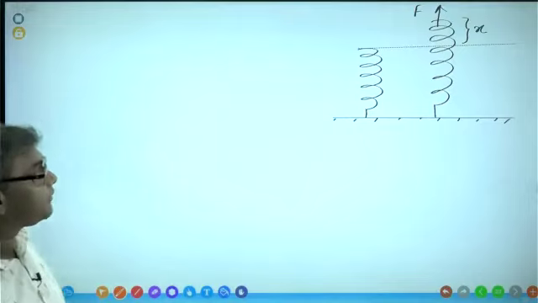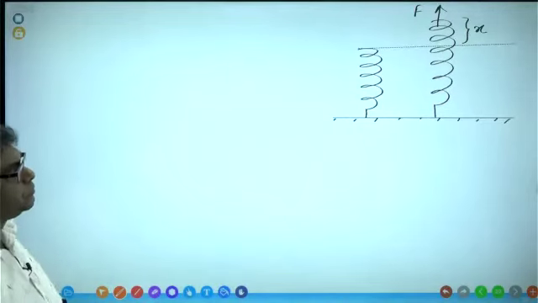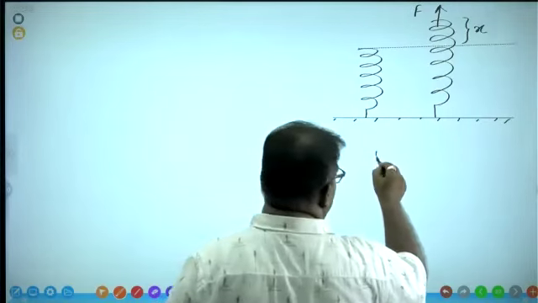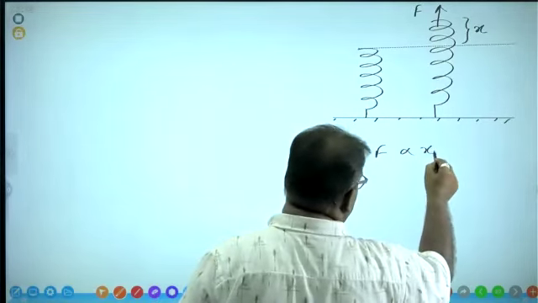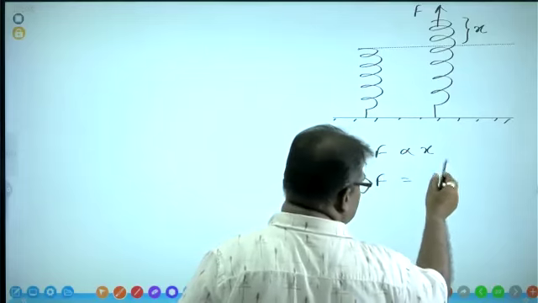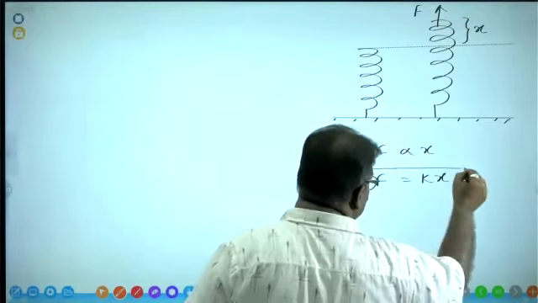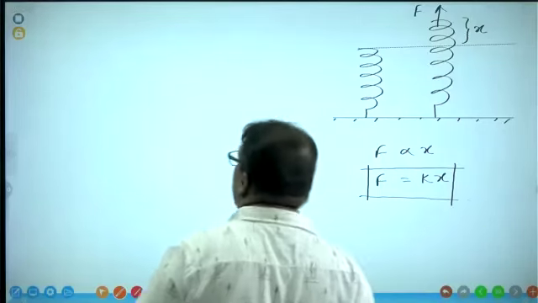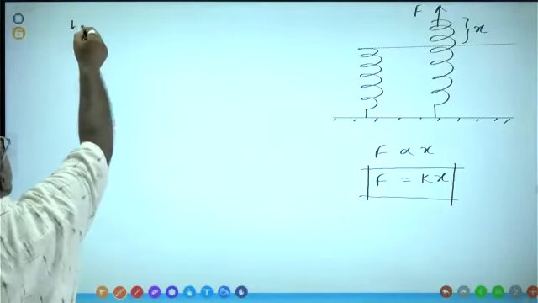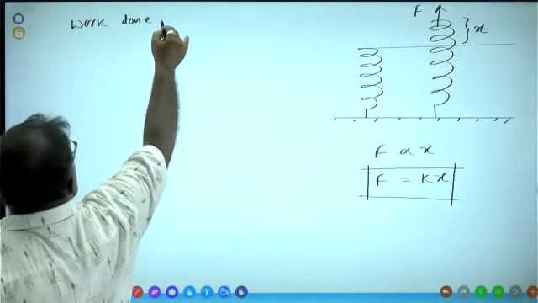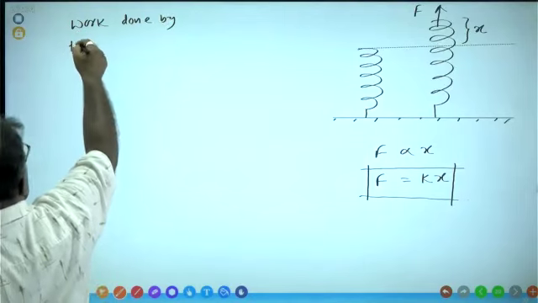Using the force F. The fundamental one: F is directly proportional to x, so F becomes kx. This is the first identification. And you have to say, work done by the applied force, right?